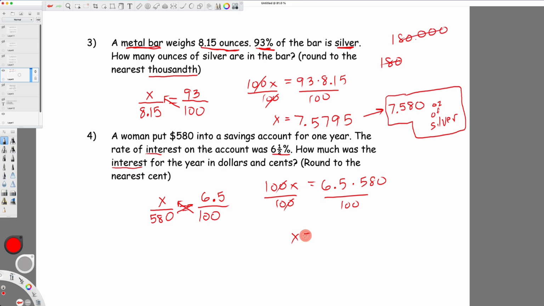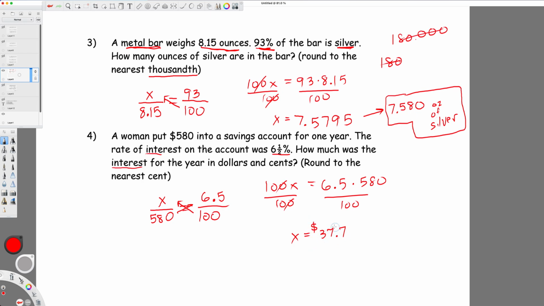And it says to round to the nearest cent. That's because we're dealing with dollars and cents, so it makes sense to round it to 2 decimal places. So let's see what we get. 6.5 times 580 divided by 100. And turns out I don't need to round anything. I get 37.7, but this is the amount of interest, and it's a dollar amount.